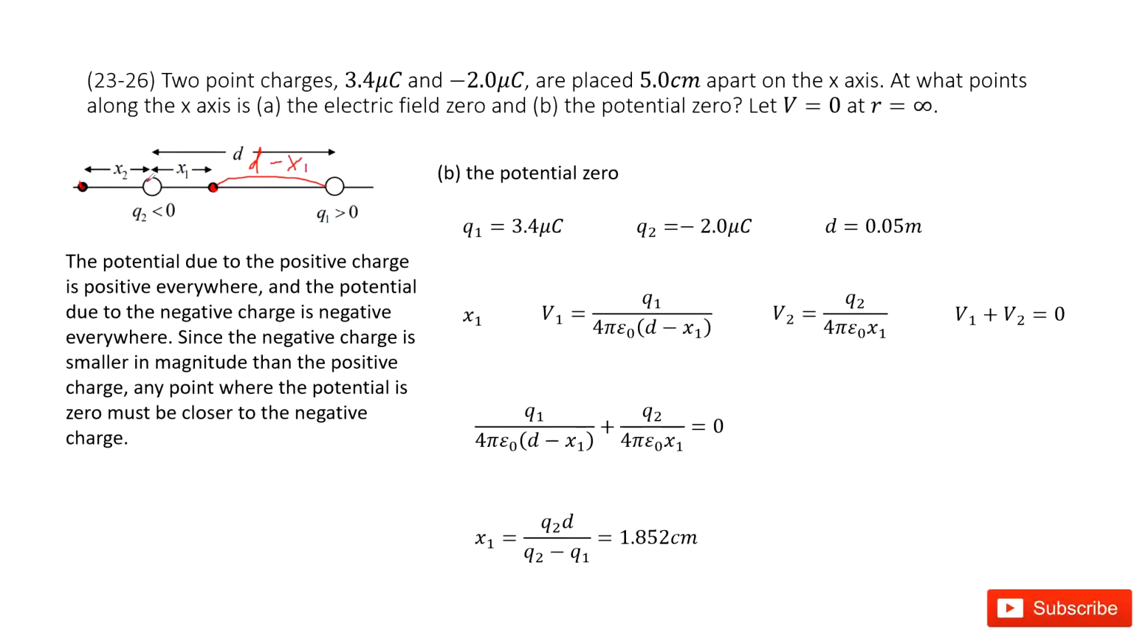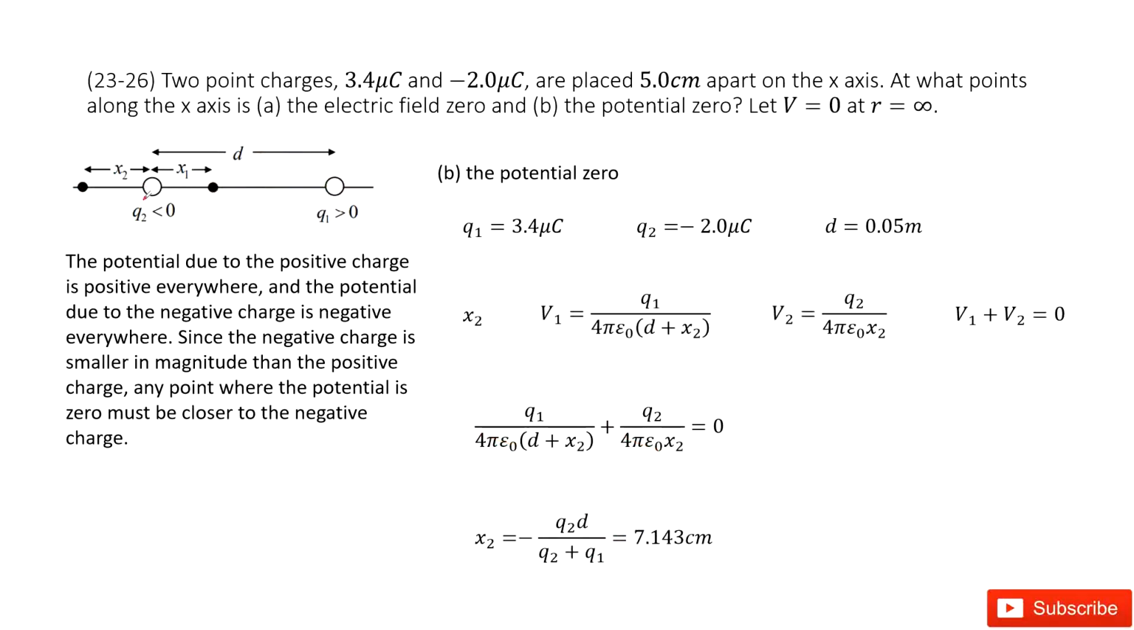And the V2 from this one is just Q2 divided by 4 pi epsilon naught x1. And this V1 plus V2 equals 0. So you input V1, V2 inside, and then get the equation for x1, which looks like this, then input the known quantities, get the answer there.